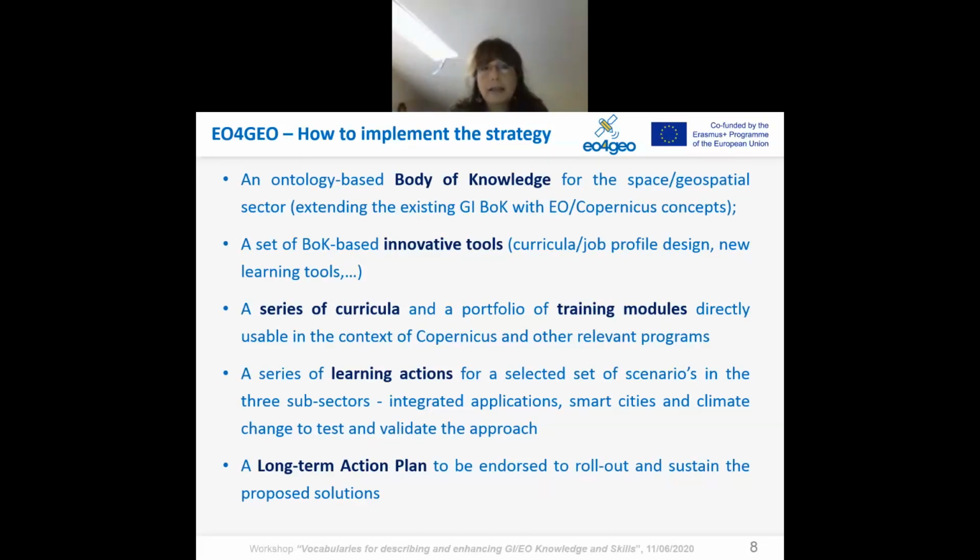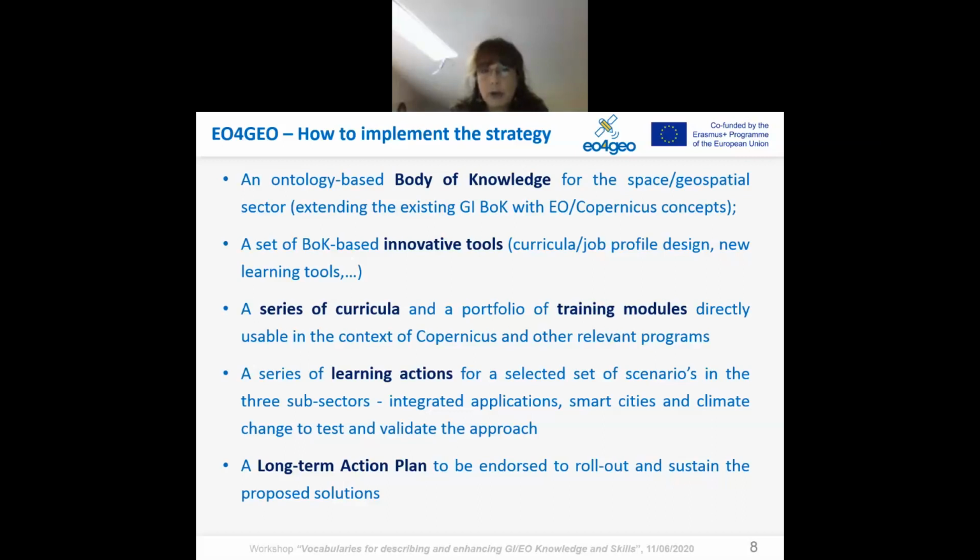we identified the most urgent and relevant skills needs to be covered by a series of curricula and a portfolio of training modules, which in our intention should be directly usable in the context of Copernicus and other relevant programs.